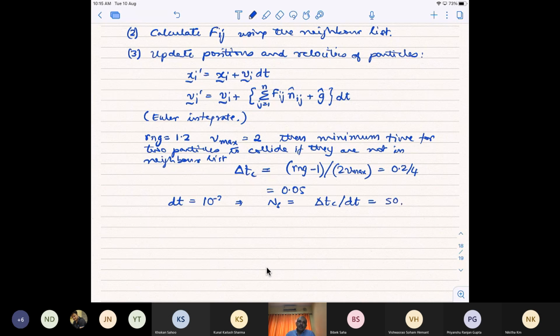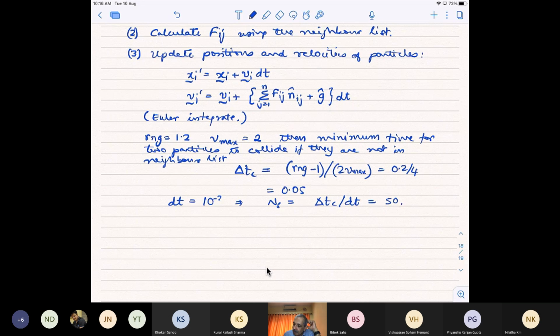So we can go 50 steps, because this is a very, very expensive process of calculating the neighbors. If there are n particles, then you have to make roughly n squared calculations to get the full neighbor list. And that is the most expensive part of the calculation. So you'd like to reduce that to the extent possible. So if you have this range as 0.2, then after every 50 steps, you can calculate the list again.